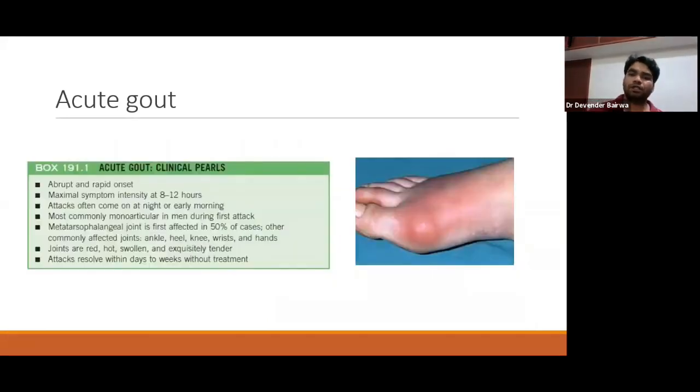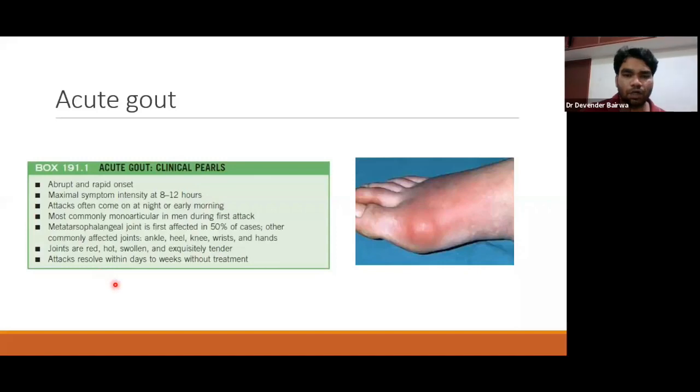So in acute gout, this figure you can see is showing typical swelling of the first MTP joint, and we can also see the redness of the overlying skin. Generally, this is mostly because of cellulitis of the skin, because of acute inflammation. And this box is showing features of acute gout. Generally, it is an abrupt and rapid onset attack. Maximum symptoms will intensify in the first 8 to 12 hours. Attacks generally come on at night or early morning.